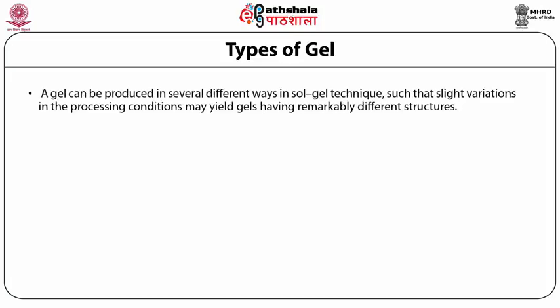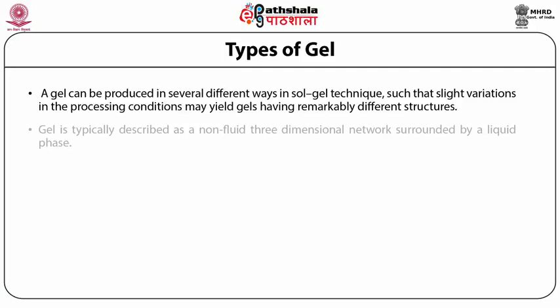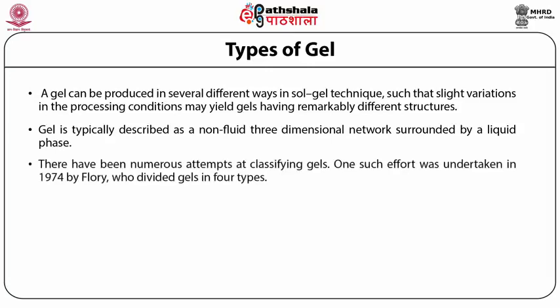A gel can be produced in several different ways in the sol-gel technique, such that slight variations in the processing conditions may yield gels having remarkably different structures. A gel is typically described as a non-fluid three-dimensional network which is surrounded by a liquid phase. There have been numerous attempts at classifying gels.